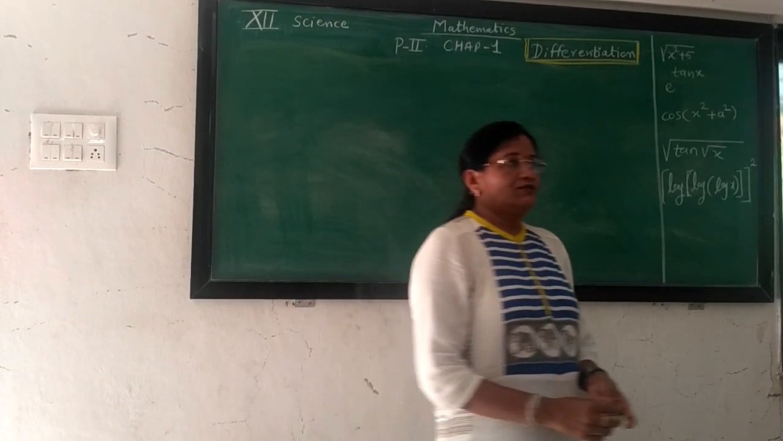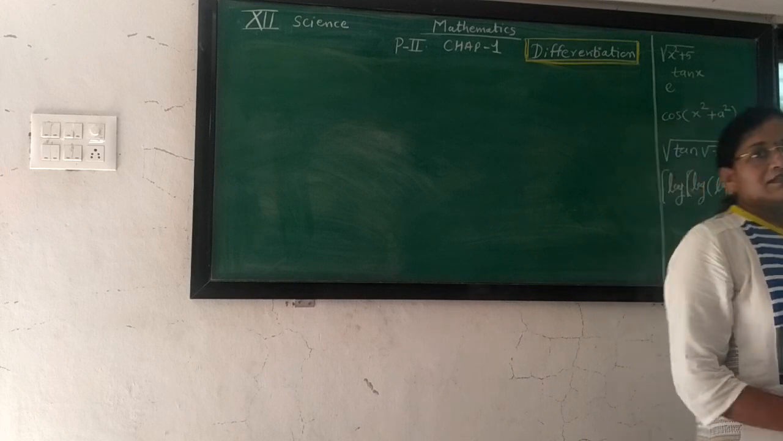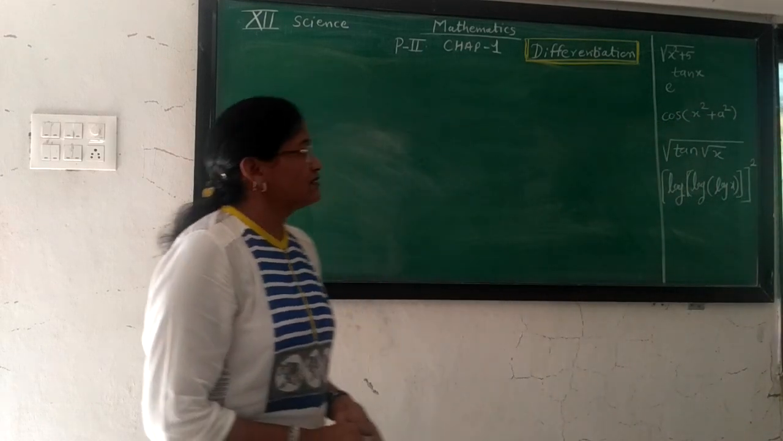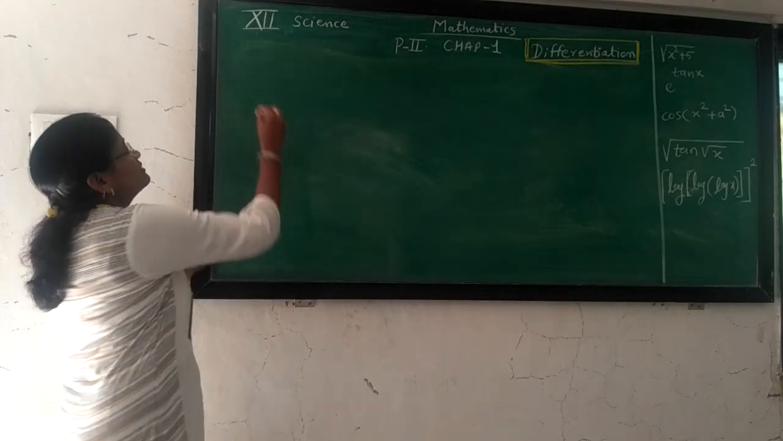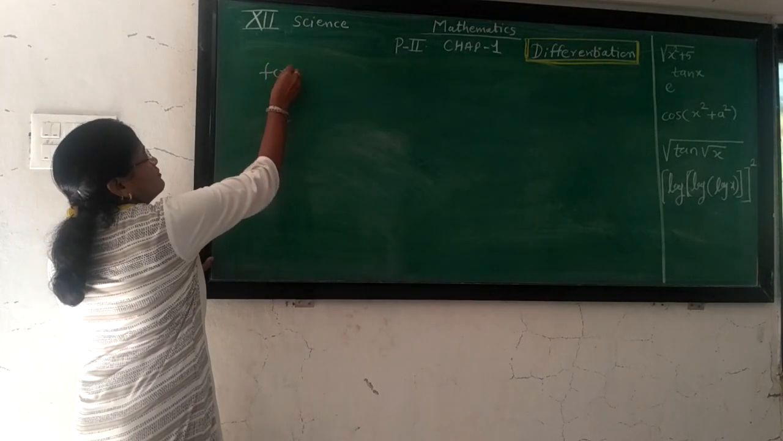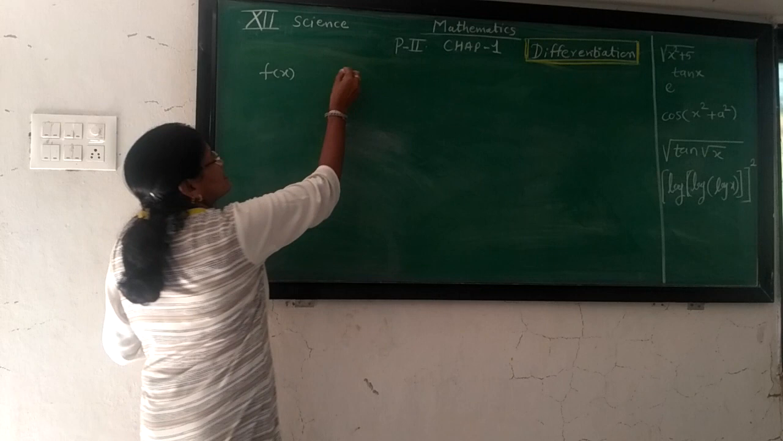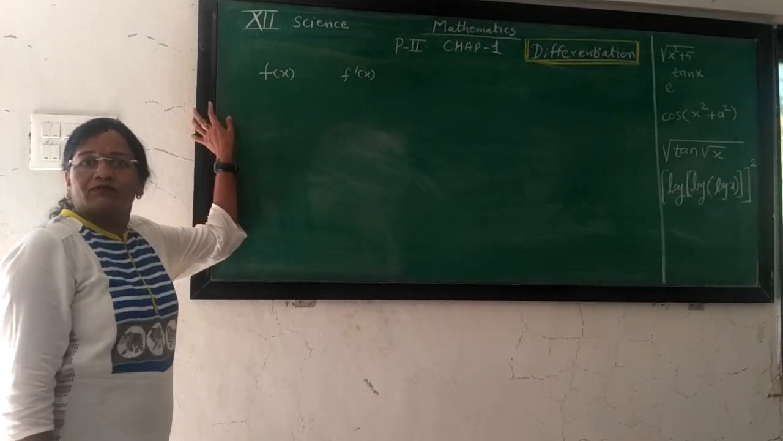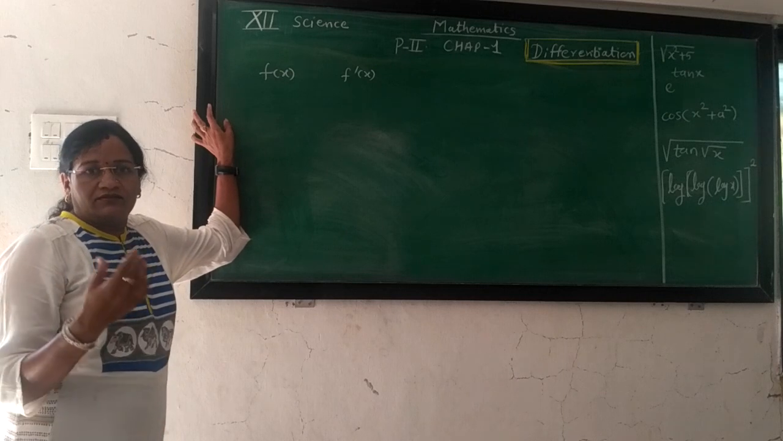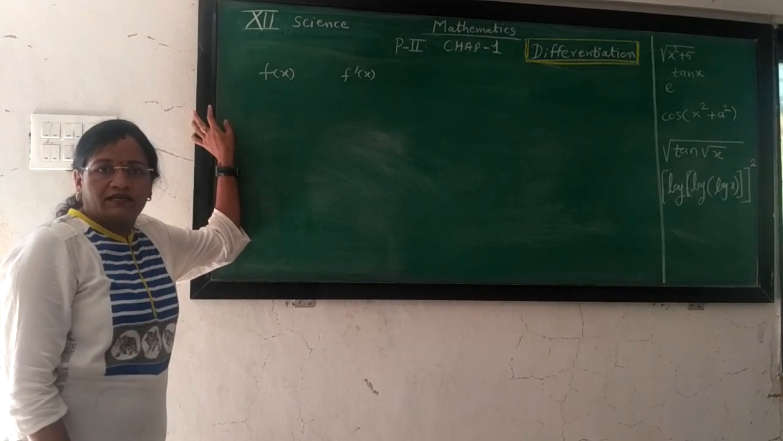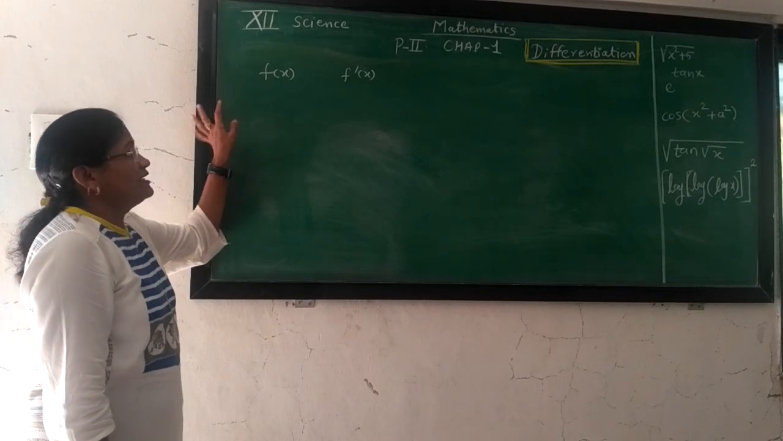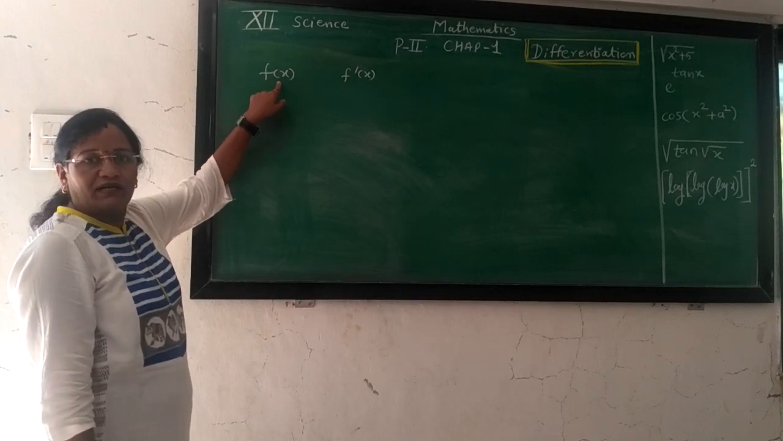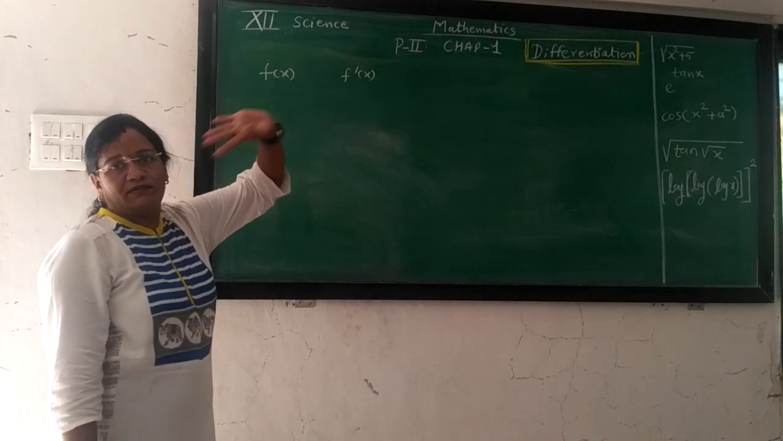Hello friends, today we discuss the derivative of some composite functions with the standard results. We take the function as f(x) and its derivative is f'(x). Now we take formulas from 11th, such as the derivative of x raised to n, sin x, cos x, but that x can be replaced by a function. So every time we multiply by the derivative of the function, f'(x).